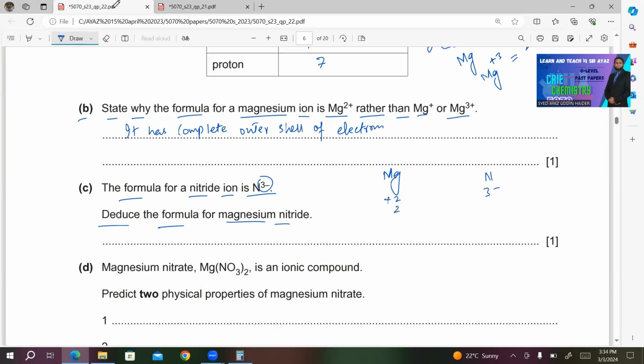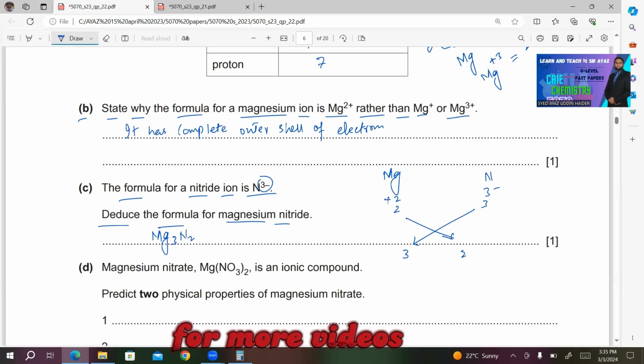Ignore the charges, 2, 3. Now these subscripts will be exchanged. So we have 3 here, 2 here. The final formula must be Mg3N2. This is for the magnesium nitride.